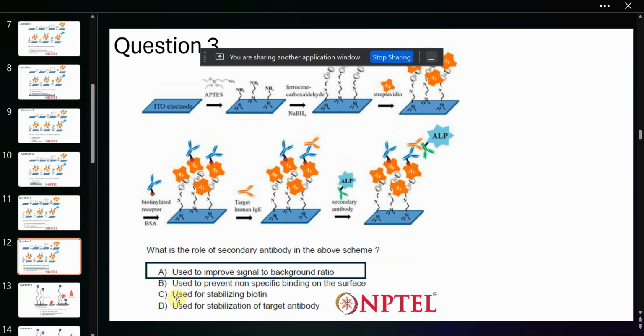Basically, since it has an ALP labeling on the secondary antibody, there will be a redox reaction that will happen in the entire sensor setup, and that will increase the signal ratio. So that is why we are using the secondary antibody.